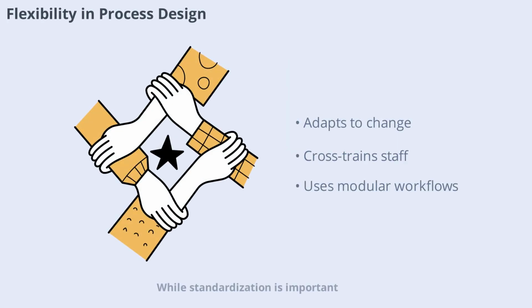While standardization is important, processes also need to be flexible enough to adapt to changing conditions. Flexible process design allows organizations to respond quickly to new opportunities or disruptions. This might involve cross-training employees, modular workflows, or scalable technology solutions.